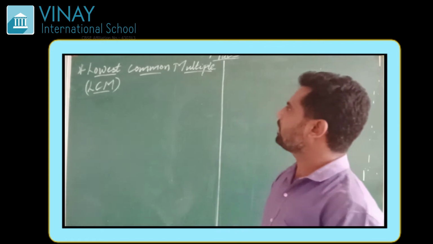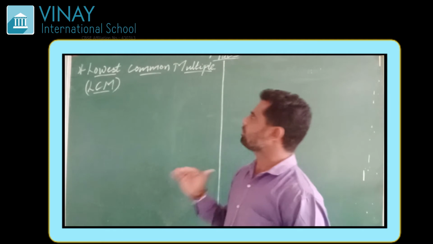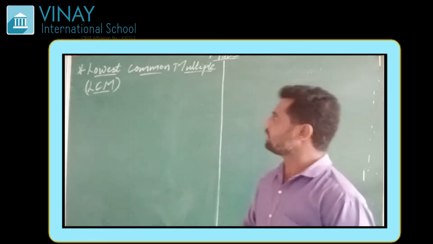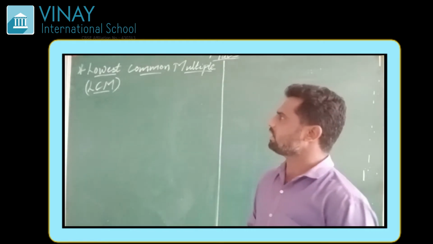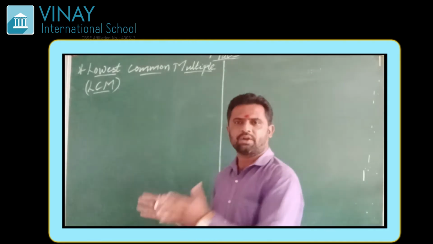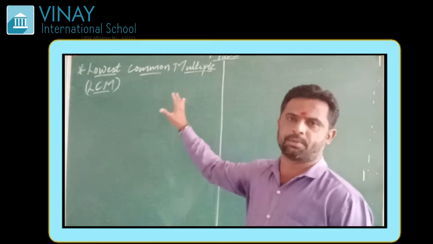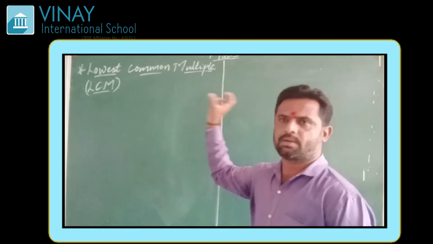Lowest common multiple is also known as least common multiple, or you can say smallest common multiple. Lowest common multiple is the lowest among the common multiples of the given numbers. If 2 or 3 or 4 numbers are given, and we find the common multiples, the lowest among them is the lowest common multiple.